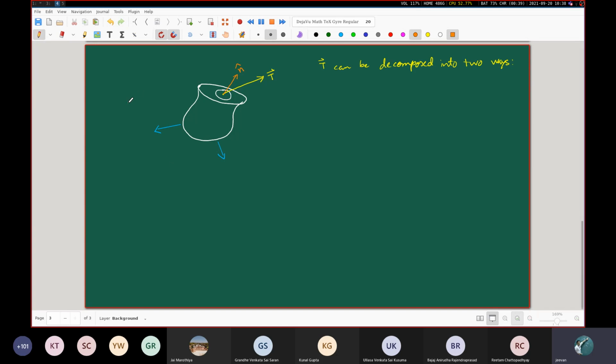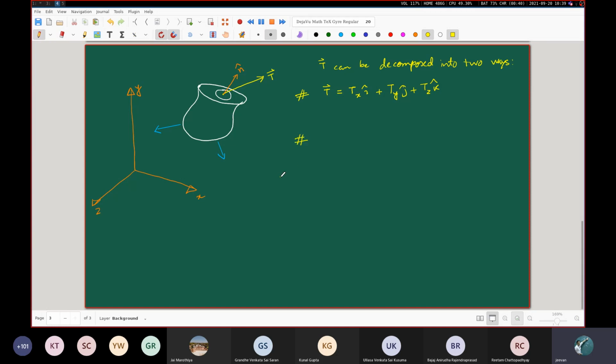So unlike the first page of this presentation, we are going to set up our coordinate axis here. So this is X, this is Y, this is Z. And this T vector can of course be written as Tx i hat plus Ty j hat plus Tz k hat. No big deal here. But there is another way. So this is one way.